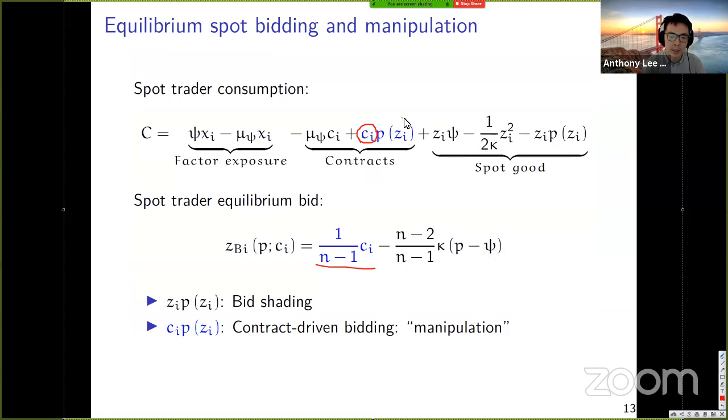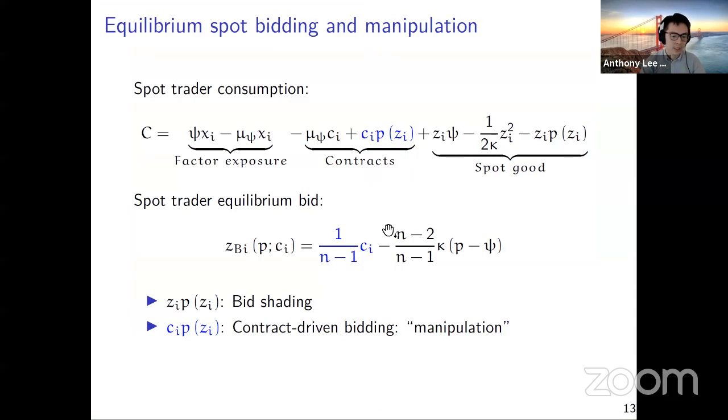That pays me an amount which depends on the spot price. I can increase the payoff of that contract position by increasing ZI and pushing prices up. Therefore, I have an incentive to bid higher. And so there's a positive coefficient on this CI. Long contract holders buy in the spot market more than they would fundamentally do. Short contract holders sell in the spot market. So this is basically how manipulation shows up in the last stage, the spot market game of my model.